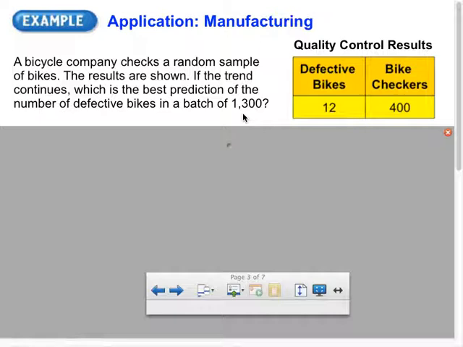Now, how would I figure out the number of defective bikes in a batch of 1,300 bikes? Any ideas? Trinity. That's how you would solve the way you'd set it up? Take a step back. What are you solving when you do the cross product? What's the word of that thing that you're setting up? It is an equation, and you are going to use cross product, but what do we call that? Do you remember?